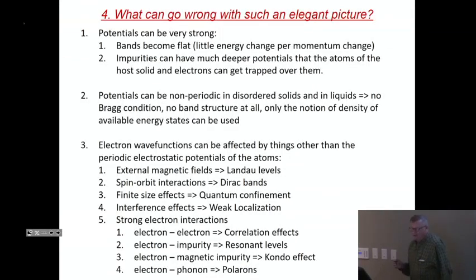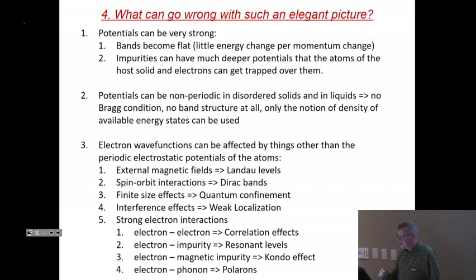Okay. So again, this is a very elegant picture. We will use it extensively, but it is the result of a number of very strong hypotheses. For instance, we assume that the potentials exerted by the atoms are weak, but they can be strong. Bands then become very flat, with little energy change per momentum change. That's the bandwidth becoming narrow. We can have impurities that have much deeper potentials than the host atoms. Electrons can get trapped there.